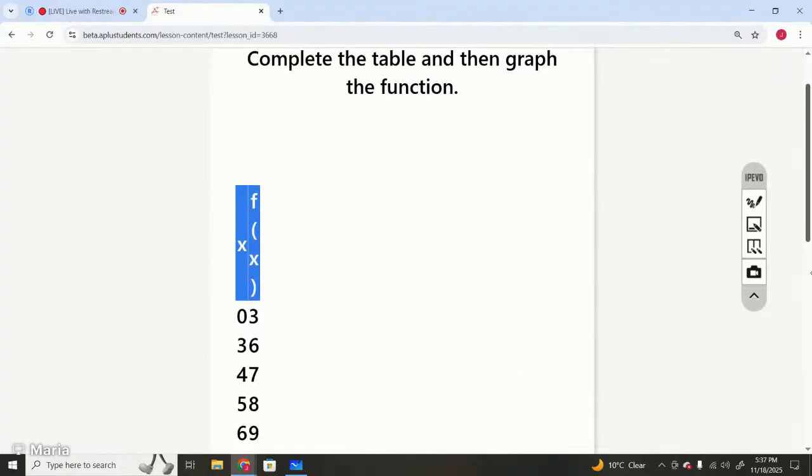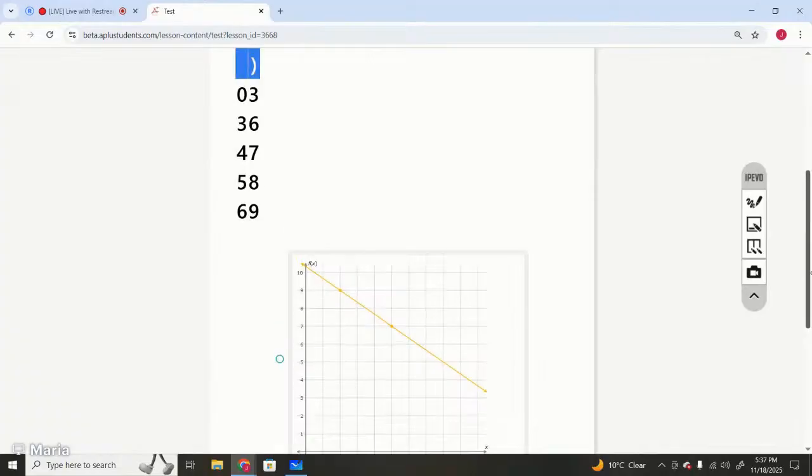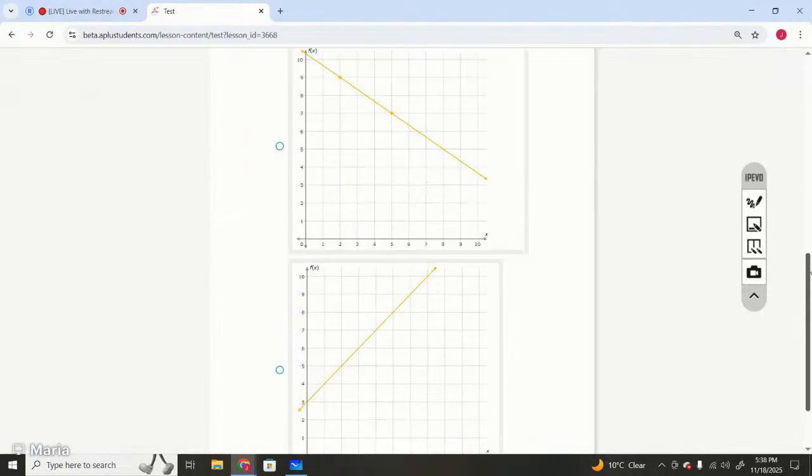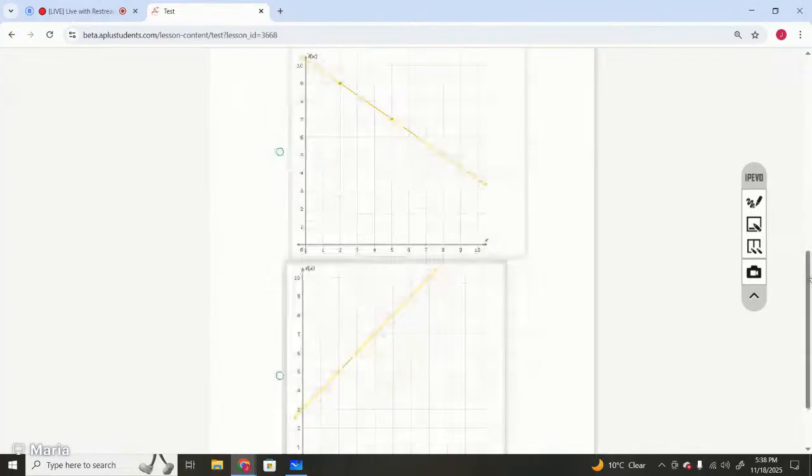Complete the table and then graph the function. X is 0, y is 3. Option number 2 is the correct option.